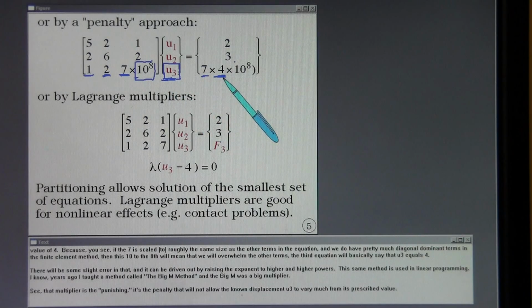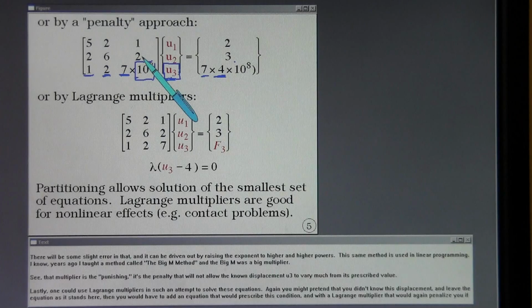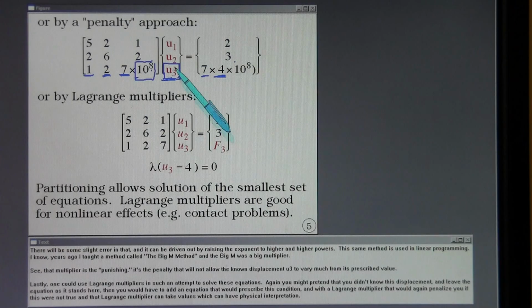There will be some slight error in that, and it can be driven out by raising the exponent to higher and higher powers. This same method is used in linear programming. I know years ago I taught a method called the big M method, and the big M was a big multiplier. See, that multiplier is the punishing, it's the penalty that will not allow the known displacement U3 to vary much from its prescribed value.